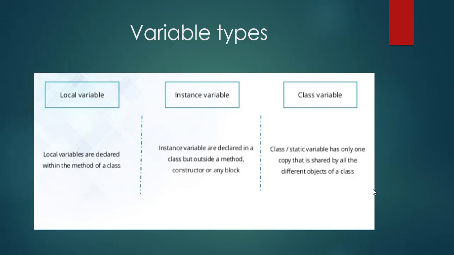The local variables are declared within the method of a class. The second one is instance variable. Instance variables are declared in the class but outside of a method. We can also use them within the constructors. Instance variables must be declared outside the methods. Okay, and the third one is the class variable. We can say static variable as well. A static variable has only one copy that is shared by all the different objects of a class.